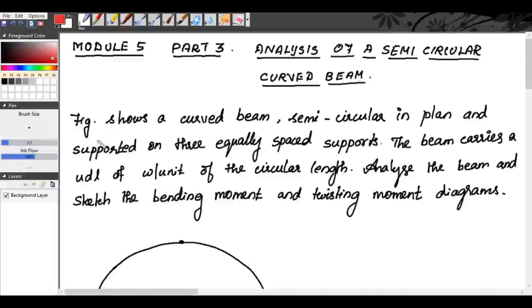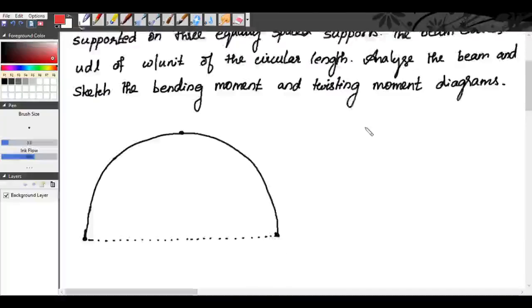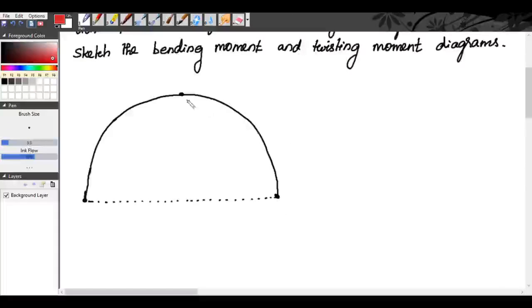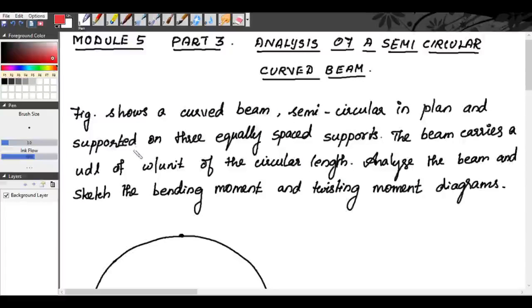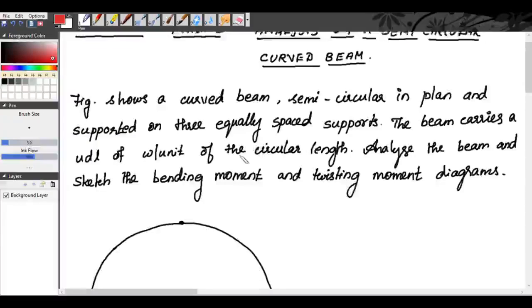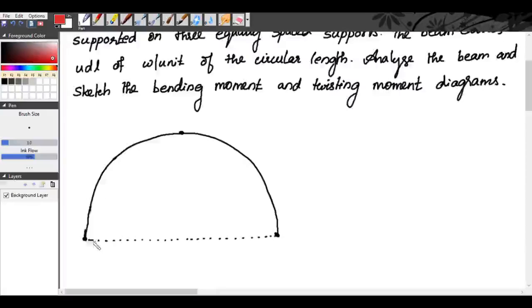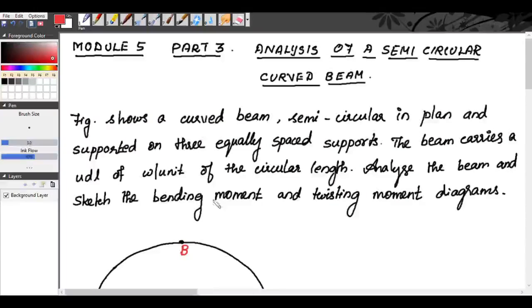The question is, your figure shows a curved beam semicircular in plan, supported on 3 equally spaced supports. So you have 3 supports, support A, support B and support C. These 3 supports are hinged supports and equally spaced. The beam carries a UDL of W per unit of the circular length. Analyze the beam and sketch the bending moment and the twisting moment diagrams.